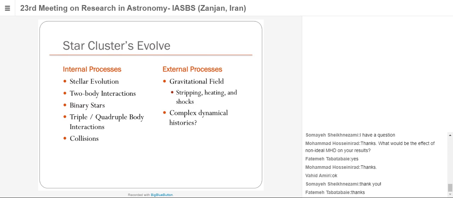They're not in isolation, right? They're inside an external galaxy, so they're subject to a gravitational field which can strip stars and inject energy, both over long and short time scales, into the cluster. And their dynamical history is complex as well, if they're in an accreted star cluster or they've experienced some sort of merger event, which can be pretty interesting.